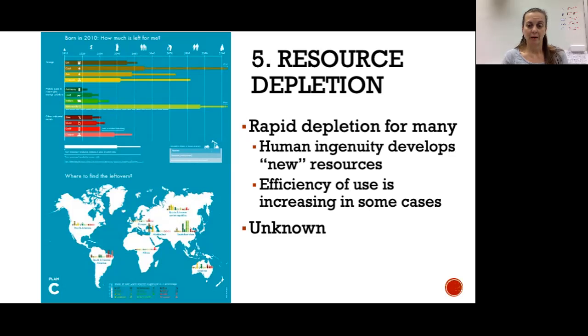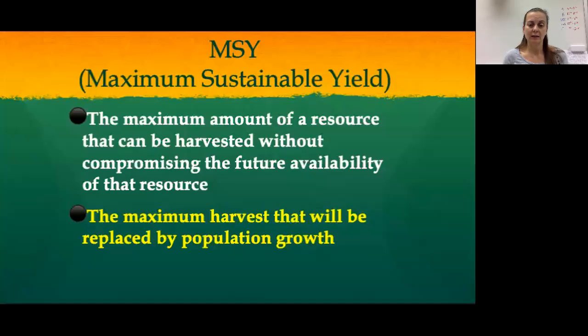Okay, so the next thing we're going to talk about as far as sustainability is yield. And I'll ask you again to think about our demonstration with the tragedy of the commons and the fish. So maximum sustainable yield is defined as the maximum amount of a resource that can be harvested without compromising the future availability of that resource. In other words, it's the maximum harvest that can be replaced by population growth.